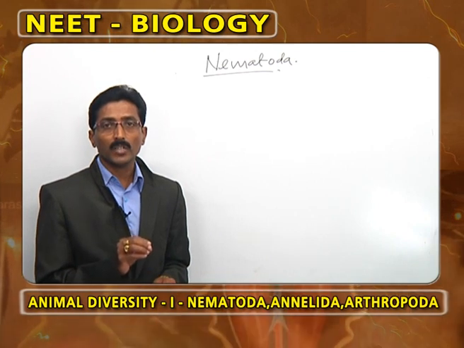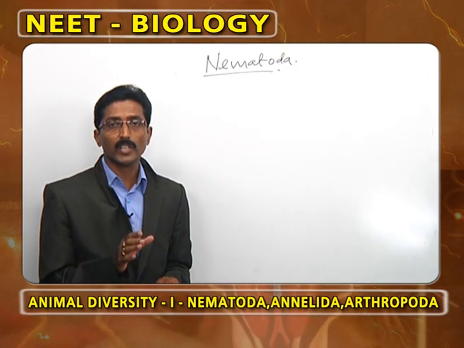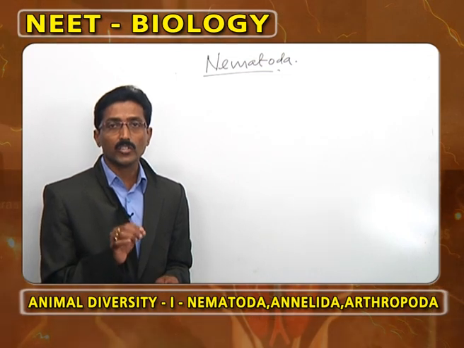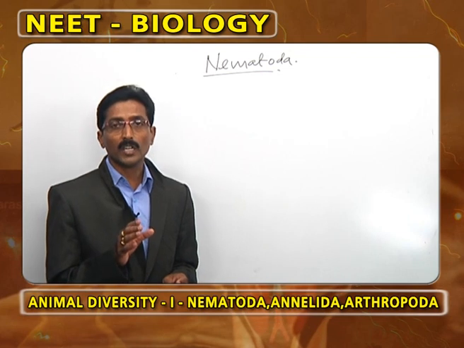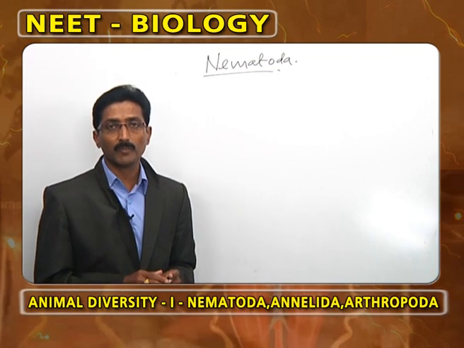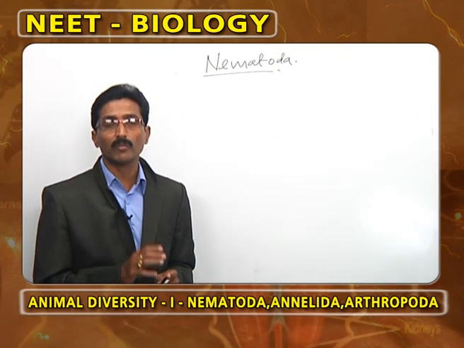What are the important characters of nematoda? In the nematoda, the body is covered and protected by cuticle. The cuticle is mainly made of collagen. The collagenous cuticle is present only in the case of nematoda. In the nematoda, the majority of animals are unisexual, male and female separate. Only one animal is bisexual, that is Caenorhabditis.